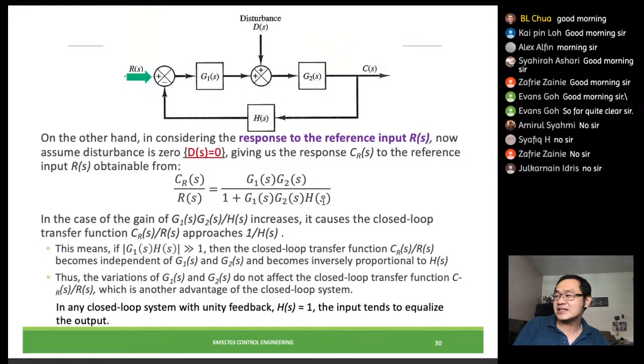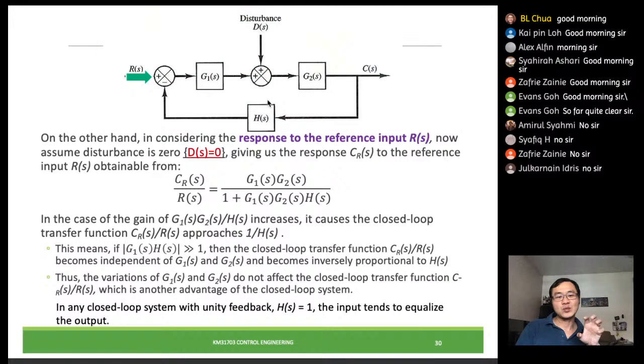When this is very high, these two become very small, right? Then it becomes like 1 over H, in that kind of relationship. Because of that, the variations of G1 and G2 would not affect the transfer functions much. That's why this feedback transfer function is critical when we select it properly.